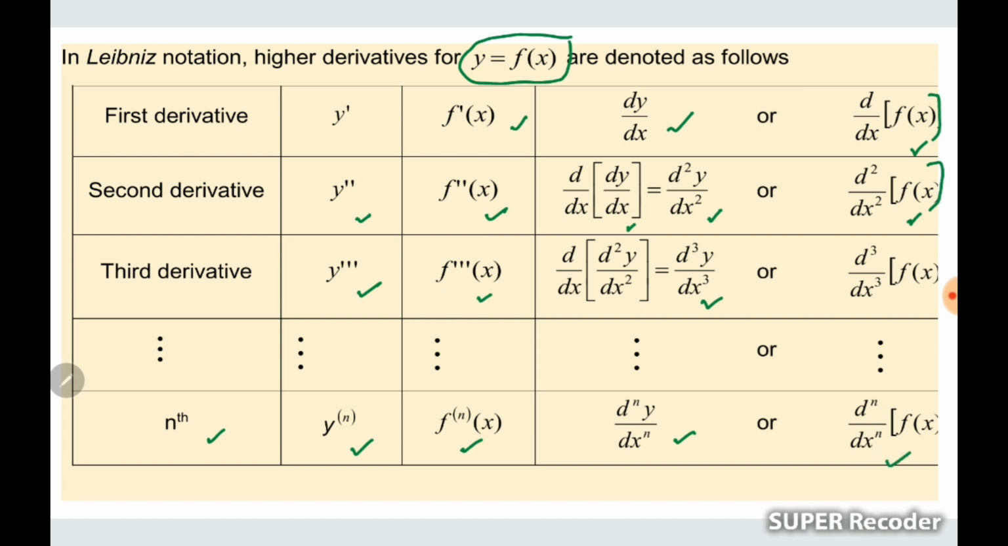Okay, this is how to write the higher order derivatives. So you have to know up until the third derivative. Okay, first, second and third derivative. Usually, for simplicity of writing, you can write y prime, y double prime, and y triple prime, or f prime, f double prime, f triple prime. Okay, thank you.